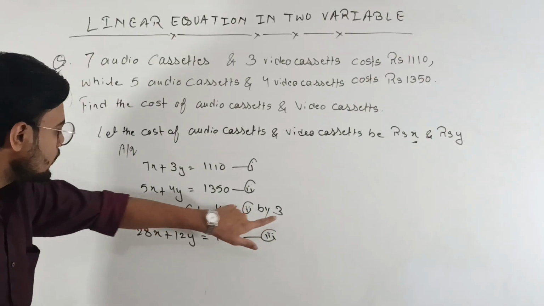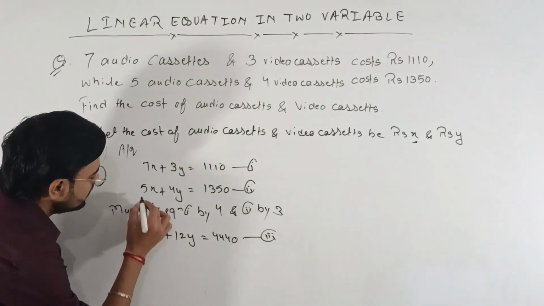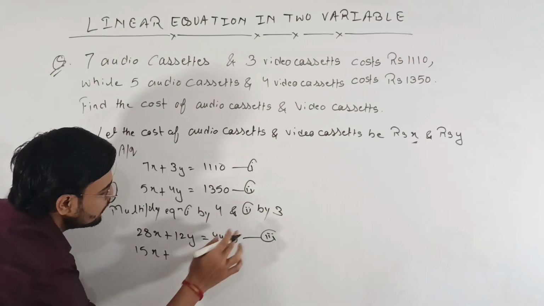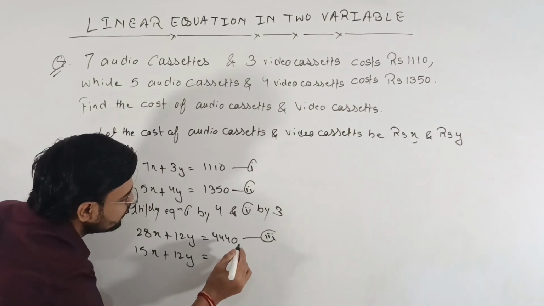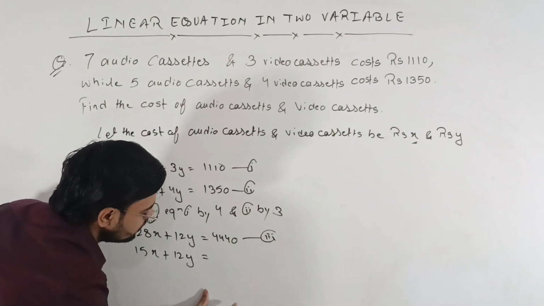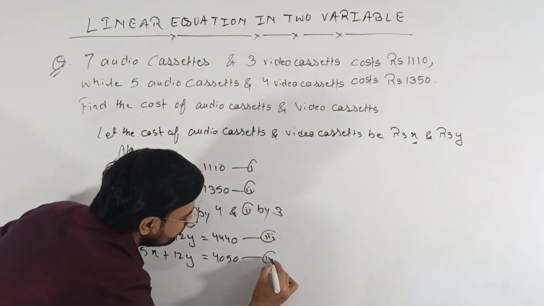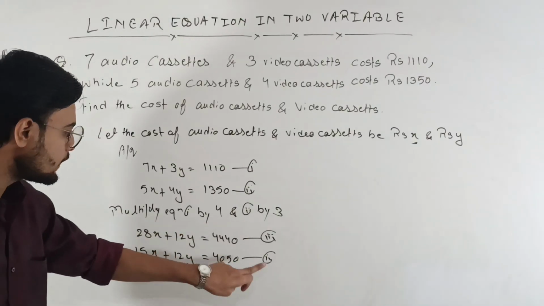Equation second, multiply by 3. So equation second is this, and we have to multiply by 3. Then this will become 5 times 3 is 15x plus 3 times 4 is 12y equals to 1350 times 3, which is 4050. This is equation fourth. Okay. Now we have equation 3 and 4.